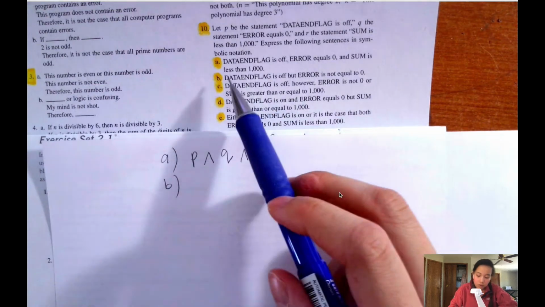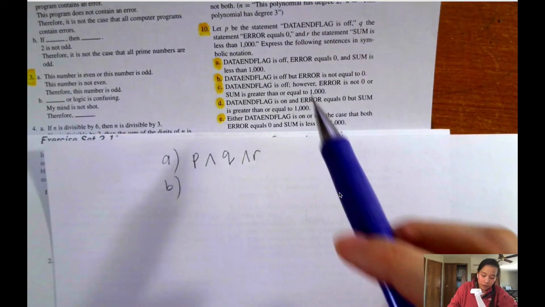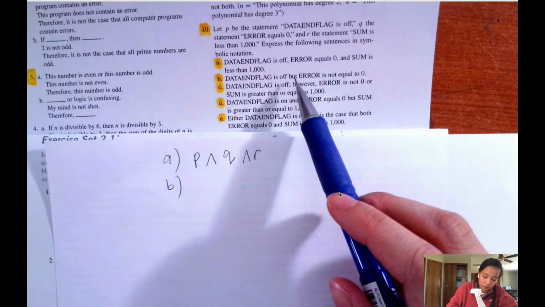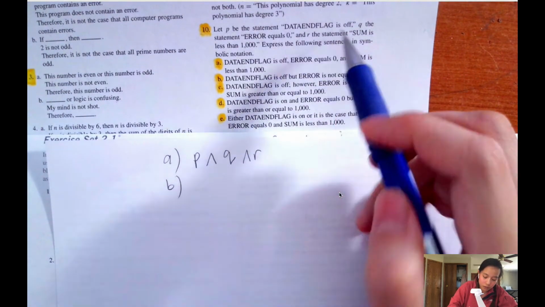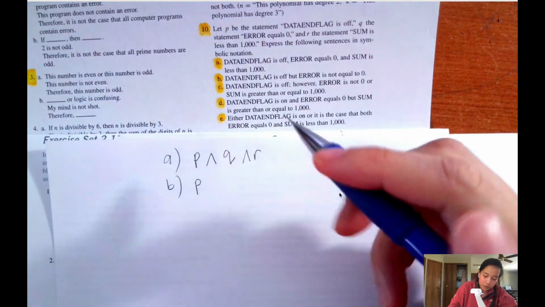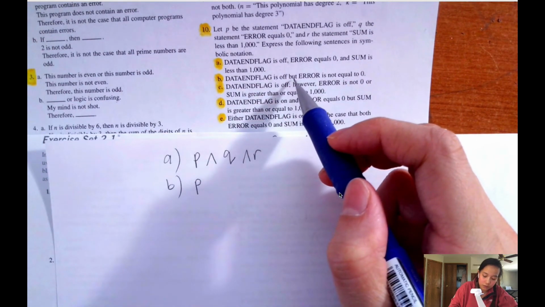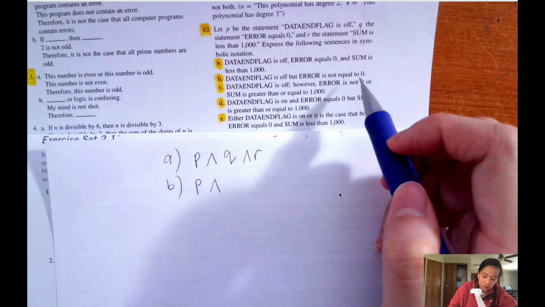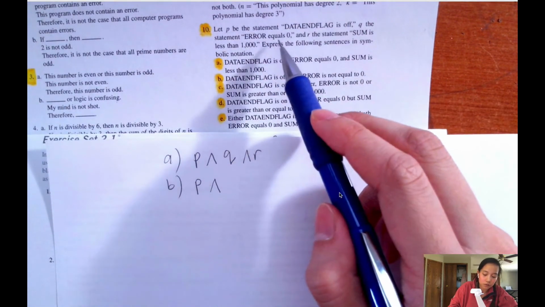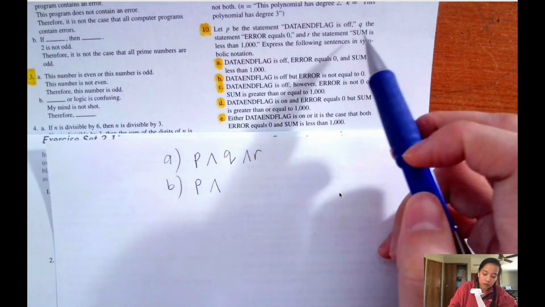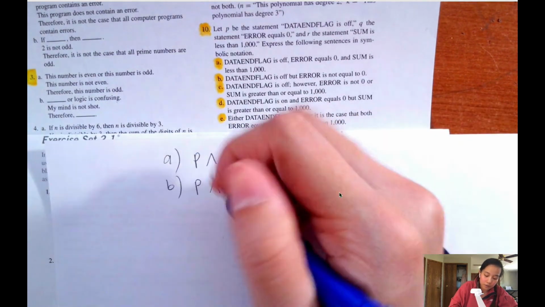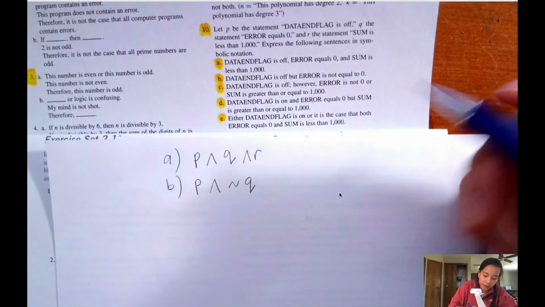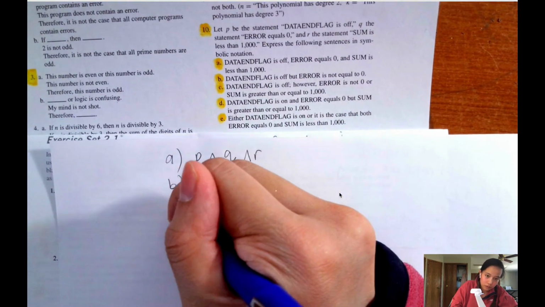Okay, let's do B now. Data and flag is off, but error is not equal to 0. Okay, so data and flag is off. That is the same thing as P. But is the same thing as and, so we're just going to write and. Error is not equal to 0. Q says error is equal to 0. So error is not equal to 0 is the opposite of Q, so the negation of Q. There's that.